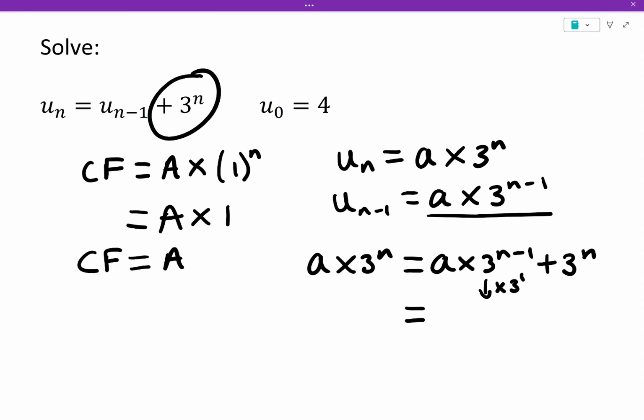However, that's going to change the value of the term. We can't just multiply it by 3. So to balance it out, I'm going to go to the number multiplying it, and I'm going to divide it by 3.